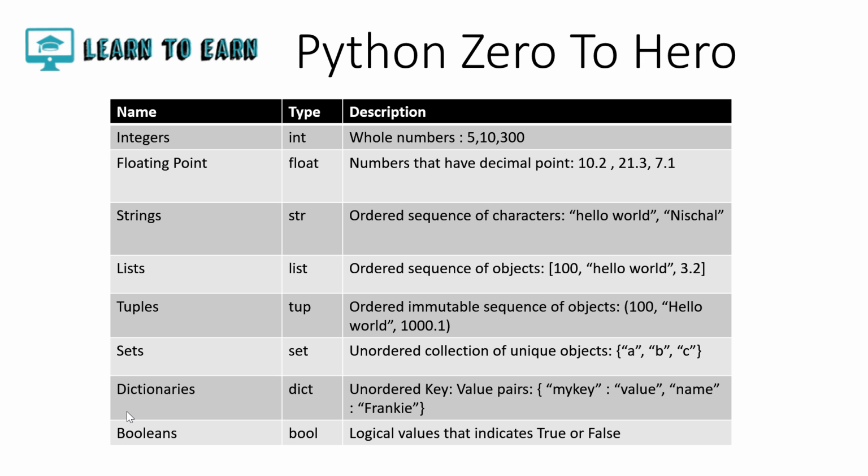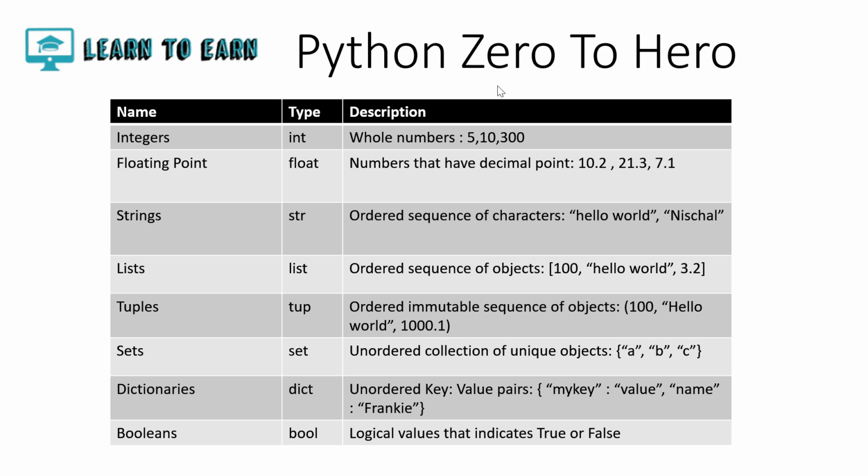So let's jump into the next one, which is dictionaries, and its type is dict. Dictionaries are a data structure that can store data types different from themselves, so they can also store other types of data. Instead of having an ordered sequence, they have unordered key value pairs.